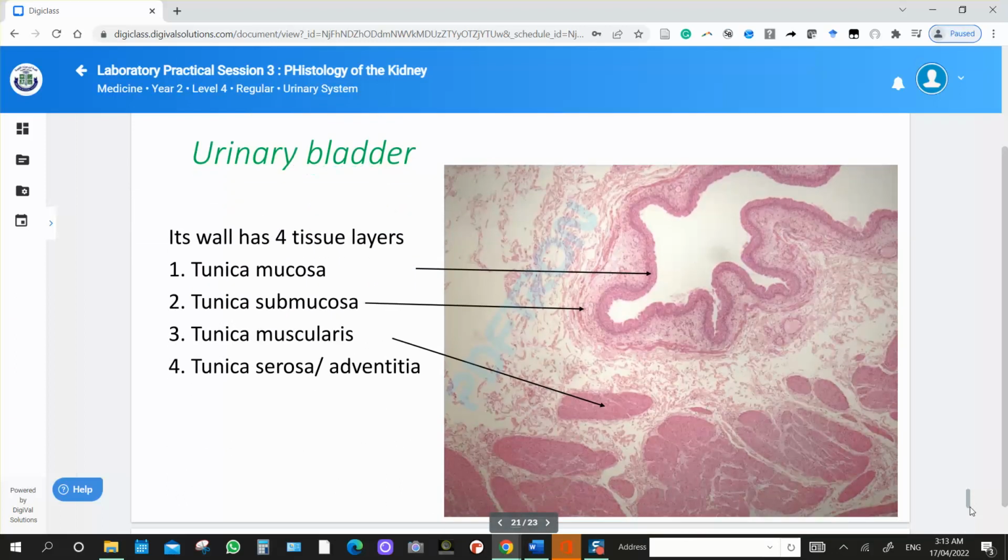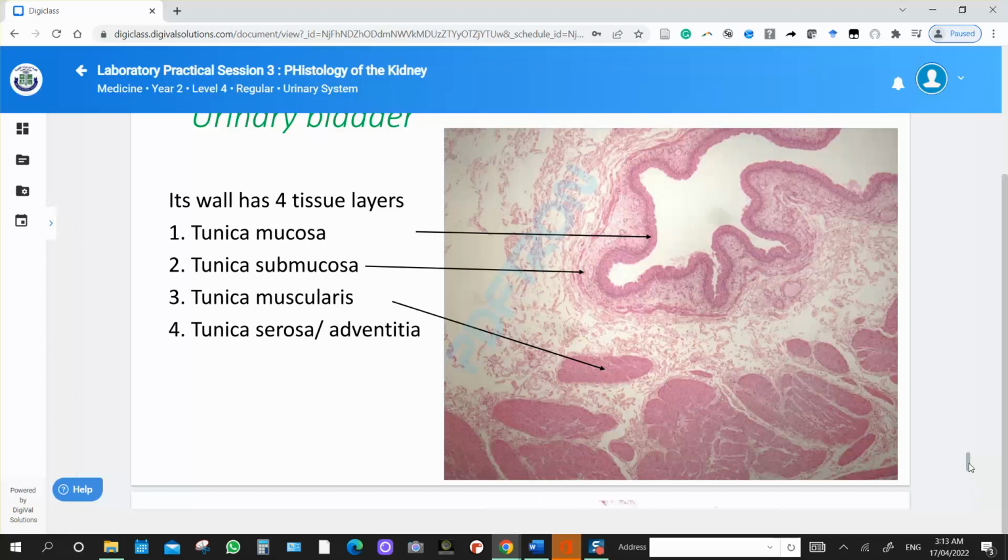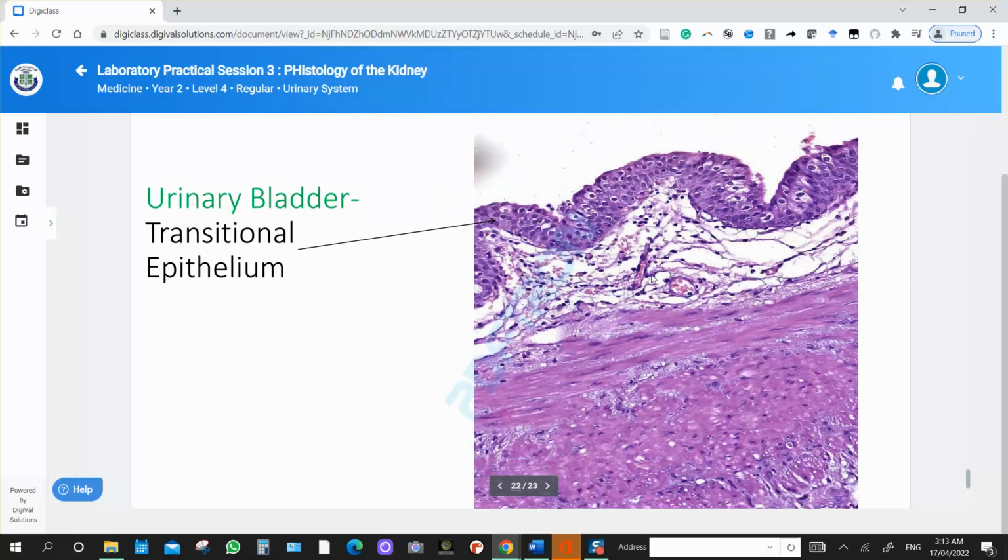Coming to urinary bladder, you have tunica mucosa. So the epithelium will be again the transitional epithelium. Then you have submucosa and then muscularis layer, and outermost is the serosa or adventitia, which cannot be seen in the slide. So it is called serosa if it is a section of the superior surface of the urinary bladder, because it's covered with peritoneum. All the other surfaces of the urinary bladder will have the adventitia.